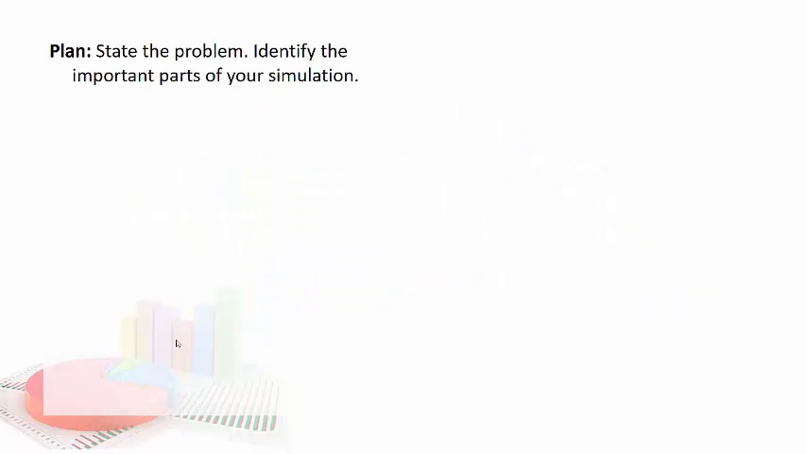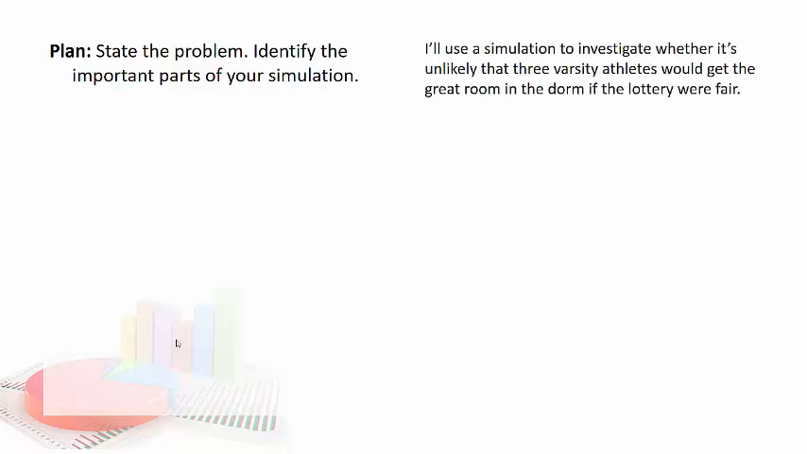So the first part is your plan. State the problem, and you're going to identify the important parts of your simulation. So here we have the plan. I'll use a simulation to investigate whether it's unlikely the 3 varsity athletes would get the great room in the dorm if the lottery were fair. Then we have to figure out the components.